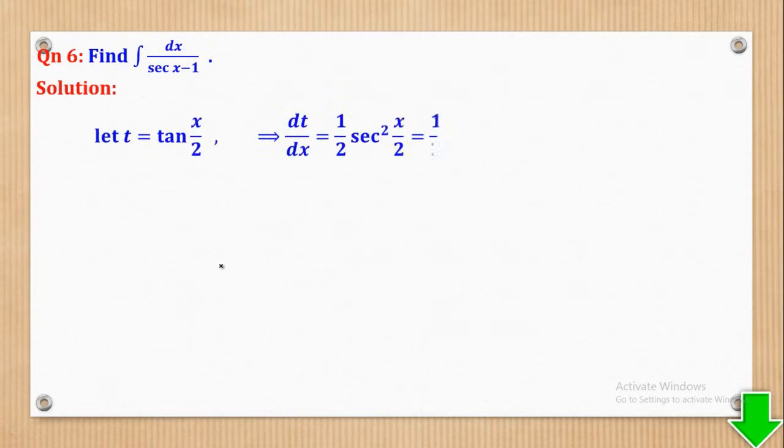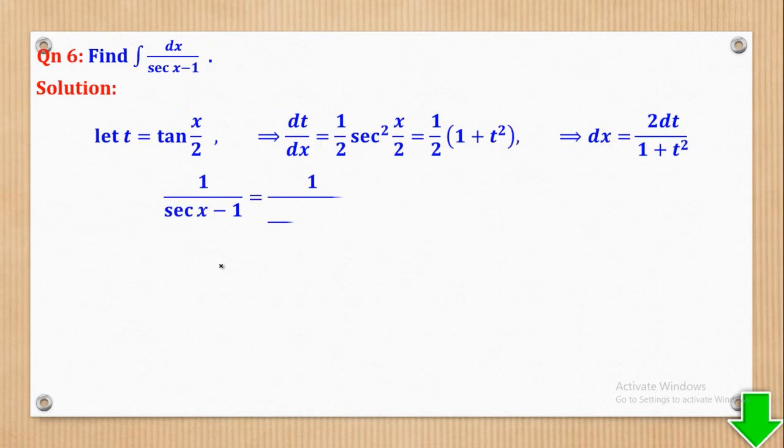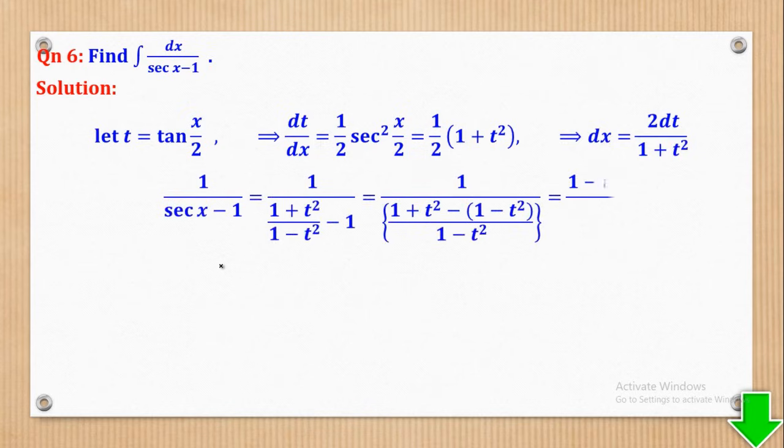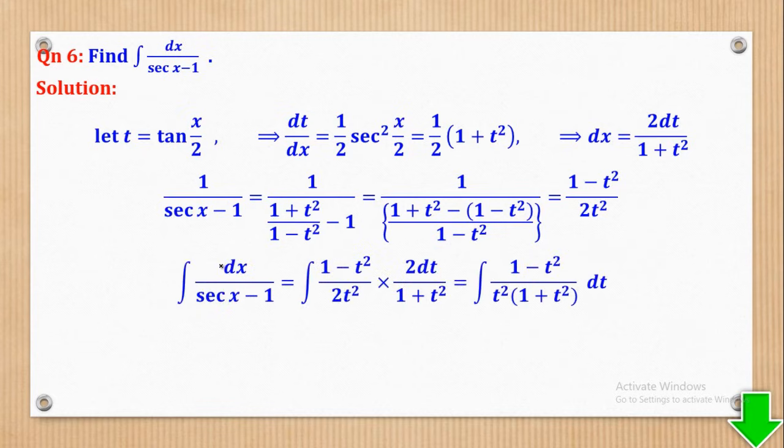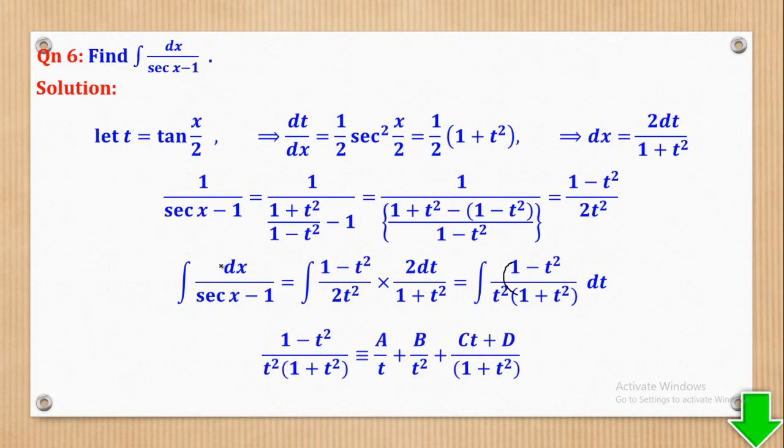So we shall let t be equal to tan x over 2, therefore dx will be 2 dt over 1 plus t squared. Expressing this in terms of t and simplifying gives you 1 minus t squared over 2t squared. So the whole of this is equal to this, so that is why you put it here. Then this dx is here, so that is why you put it here. Simplifying, you'll come up with this. So now the denominator can be factorized, so we shall use partial fractions, and equating the numerators gives you that.